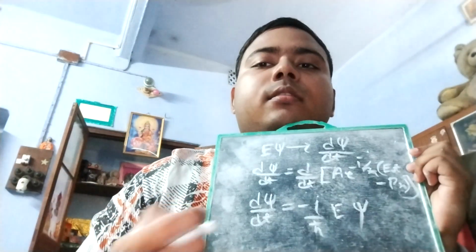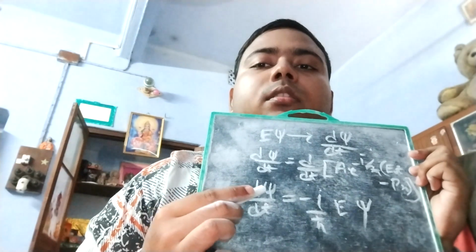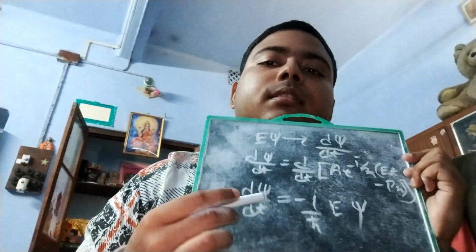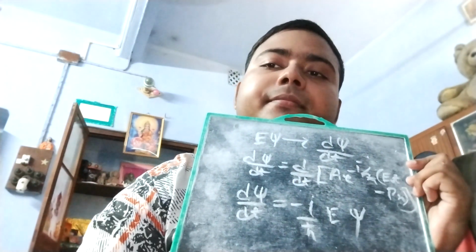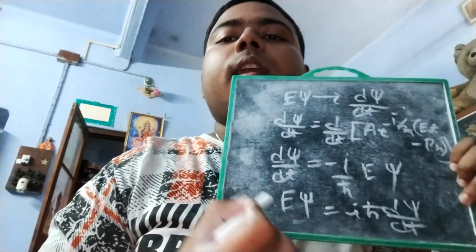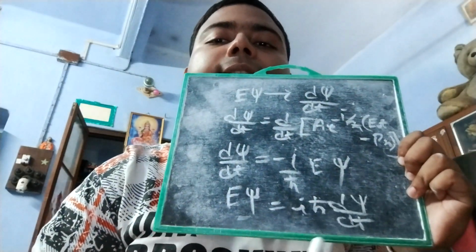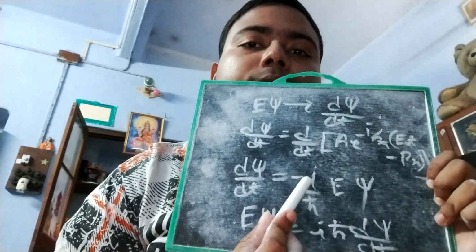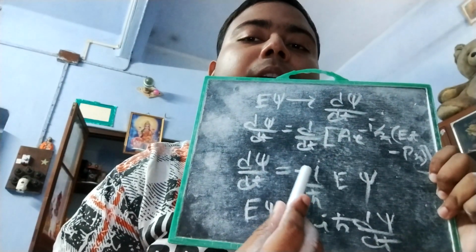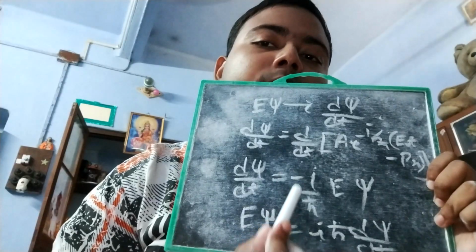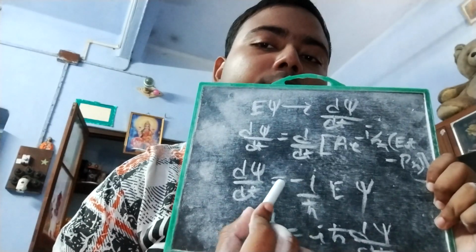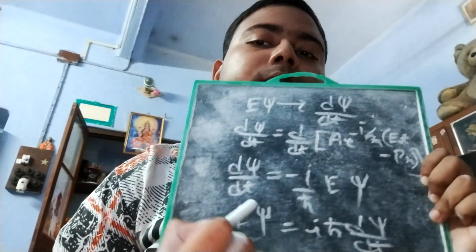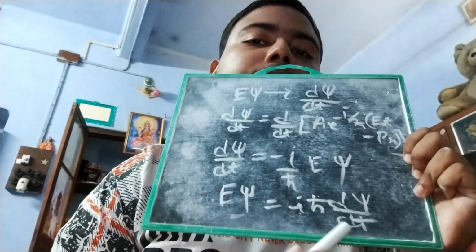So as we can see, the first derivative of the wave function gives us minus i by h cut E psi. And on further calculation, we can see E psi equal to i h cut d psi by dt. How does this come? i square turns out to be minus 1. If we multiply up and down with i, up becomes i square and down becomes i, and i square, minus 1, makes minus i become plus. So if we just interchange the sides, we'll get this.